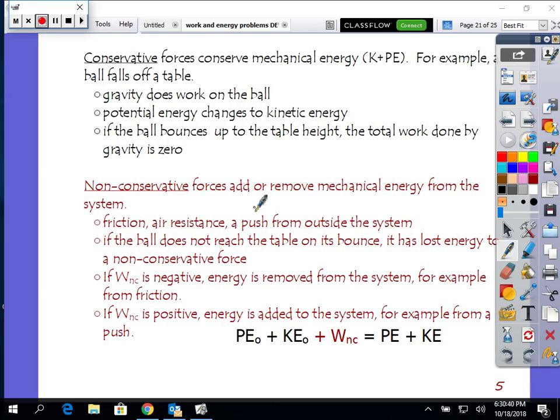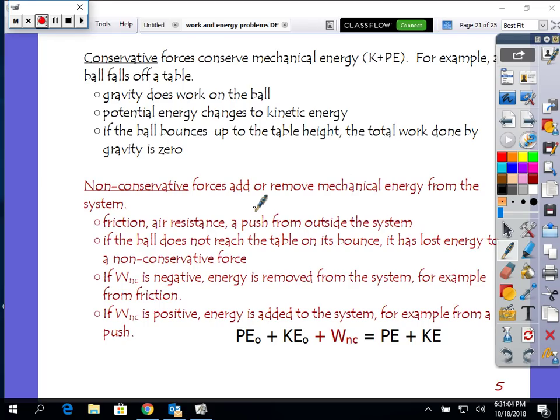Also, the act of pushing the dresser is adding energy to the system. So that's also considered a non-conservative force. Any force that adds or removes energy from the system would be a non-conservative force. There's a more technical mathy definition, but we're not going to get into that here.